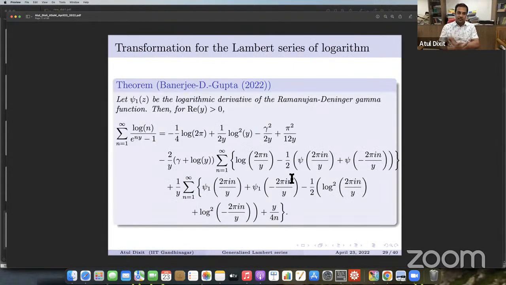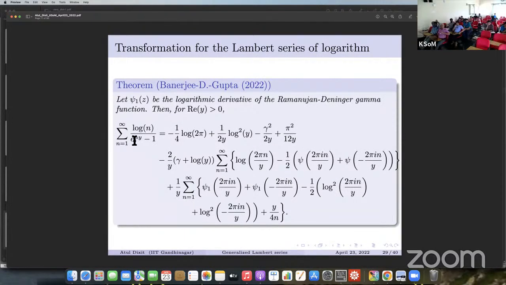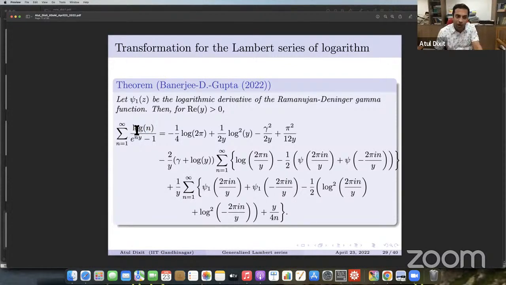Okay, so here is our explicit transformation for the Lambert series associated with log. So let psi1 of z denote the logarithmic derivative of the Ramanujan-Deninger gamma function. There are a bunch of residual terms. Then there is this series which occurred in Wigert's formula also, right? And then there is this new series involving the logarithmic derivative of the Ramanujan-Deninger gamma function. This y over 4n comes very naturally and is required for convergence.